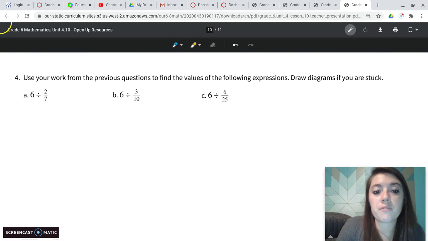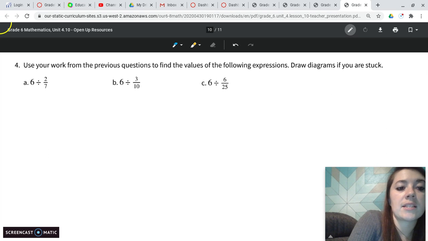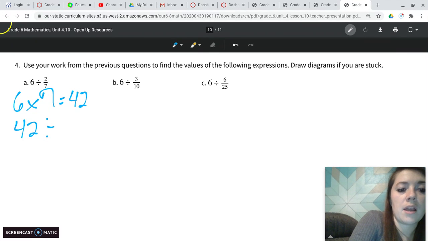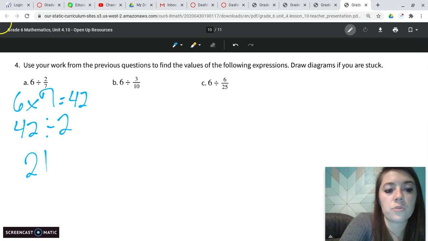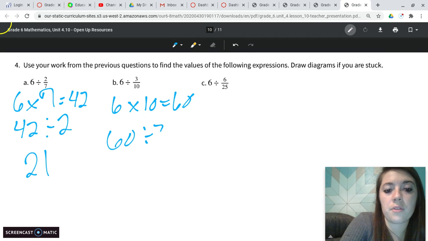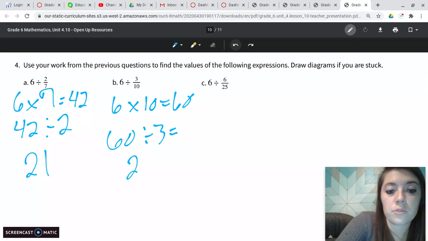All right, so we're going to use the work from the previous questions to find the values of the following expressions. So remember, we're taking 6 times 7, which equals 42. Then we're taking 42 and dividing it by 2. 42 divided by 2 is 21. Next one, 6 times 10 equals 60. 60 divided by 3 equals, oops, wrong thing, 20.